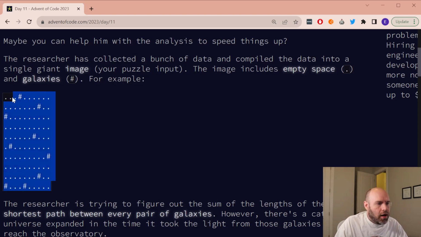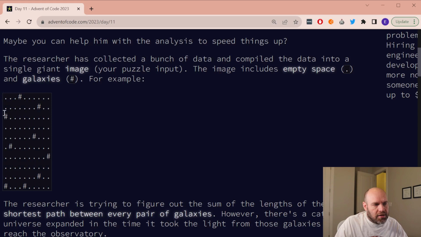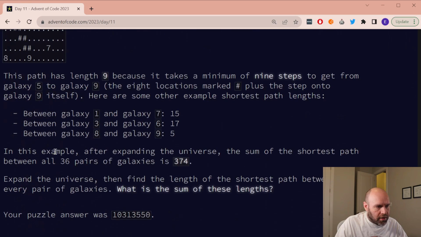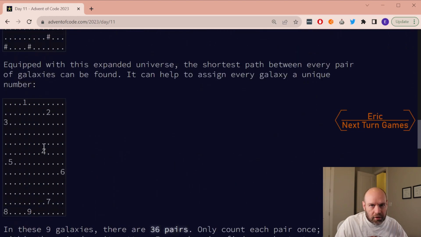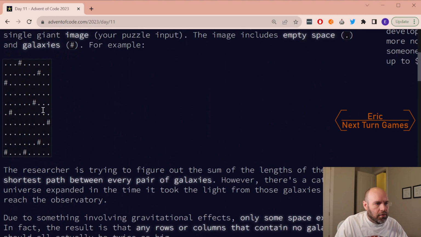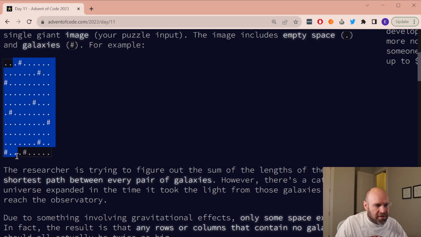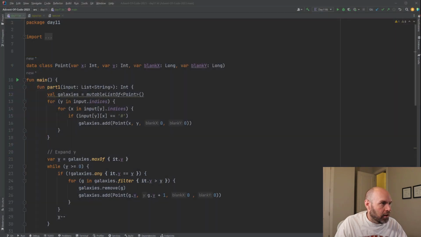So today we have a map of some galaxies and we're trying to figure out how far away they are from each other. They'll give you something about like a pathing, it doesn't matter, it's Manhattan distance only. So the trick is that each empty row and each empty column is expanding. So they're all going to be twice as big when we actually measure it.